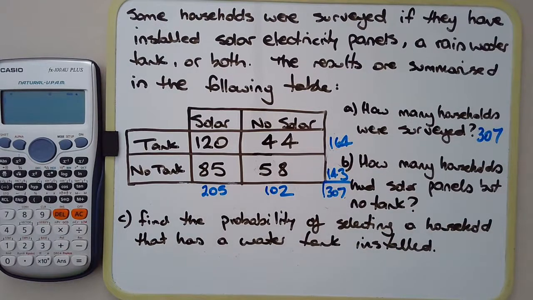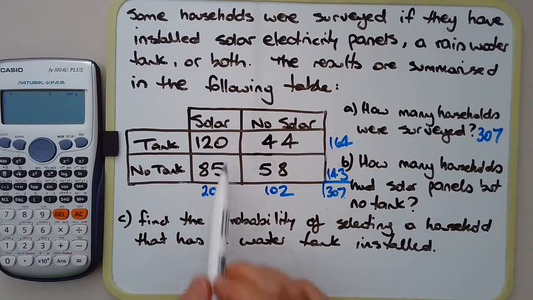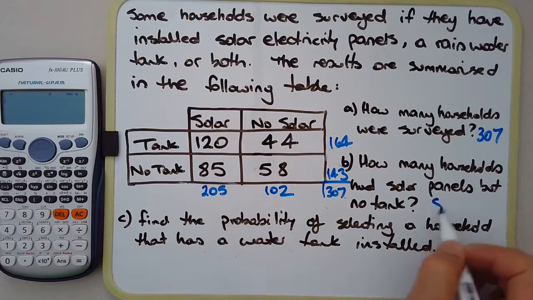How many households had solar panels but no tank? Solar panels, so that's the first column. There's 205 households that had solar panels, but we're only interested in the ones that had no tank. So that's going to be 85. This question here is probably worth 1 mark. It's just read it off the table.